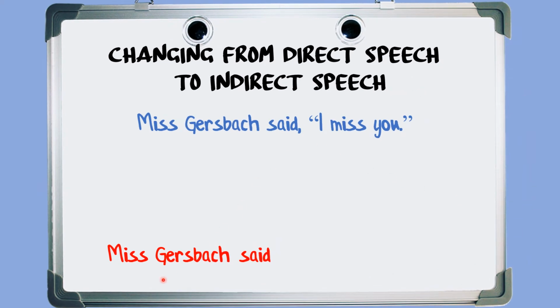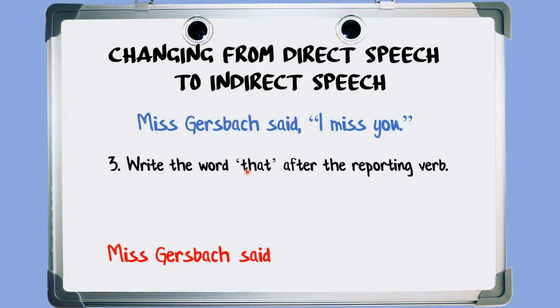So far we've got Ms. Gersbach said. So what is our next step? Our next step is to write the word that after the verb. And that verb that I'm referring to is your reporting verb. So Ms. Gersbach said, you're then going to write that. It's just that. Ms. Gersbach said that. We're now three steps into this, and we're now going to go to the fourth step. The next thing you need to do is to change the pronouns. And the way you do that is by first identifying the pronouns. What is a pronoun?